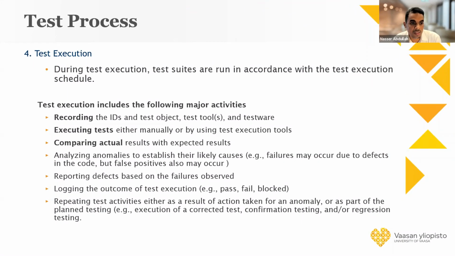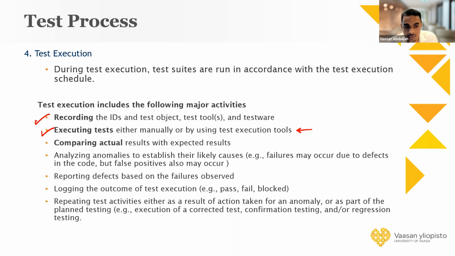So let's see now the last two steps, which are test execution and test completion. In test execution, you have the test cases ready, and you have already organized them into test procedures and test suites. So what you have to do now is run those test cases. The main task of this phase is running the execution, running the test. Before that, we have to record some information about the test: the test ID, the test object, the test tool, so the test where. Then you record the result, either pass or fail, compare the actual result with the expected result, and then analyze the anomalies to establish their likely cause.